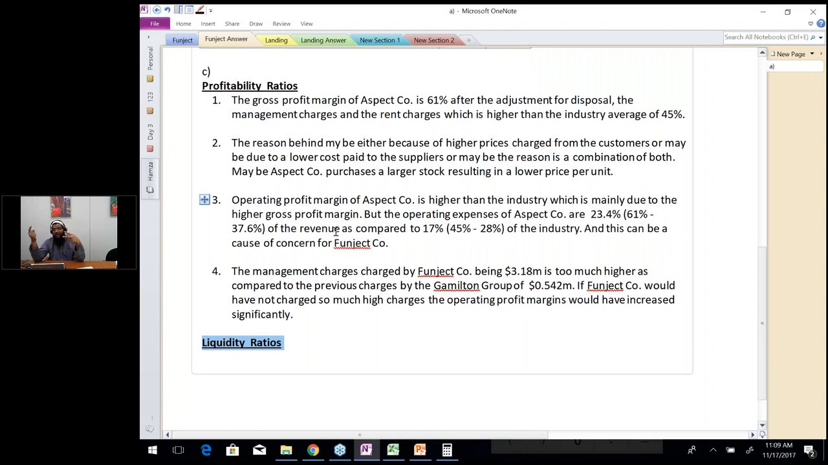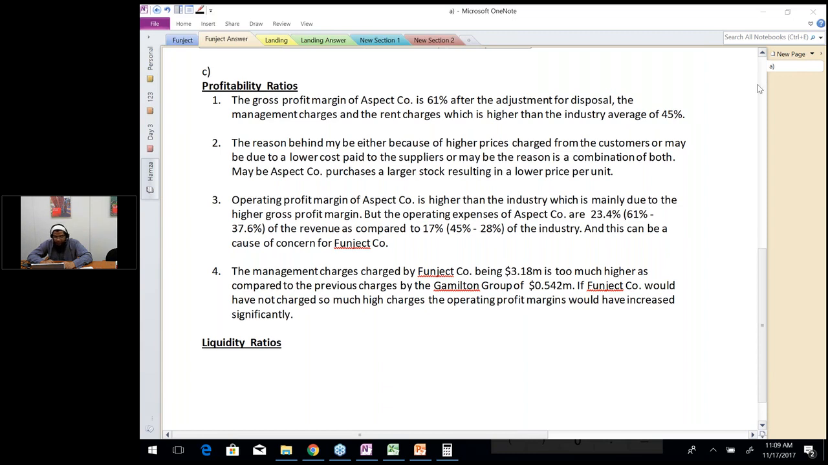Don't go beyond that. So 4 ratios, 4 points are enough. 5 are good. 6 are perfect. 7 are okay. 8 is fine. And 9 is bad. So if there are 4 ratios, try to write 4 or 5 or 6 or 7 or 8 maximum. Don't go beyond that. So 1 point per ratio.